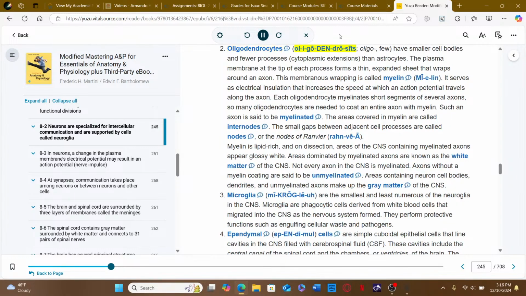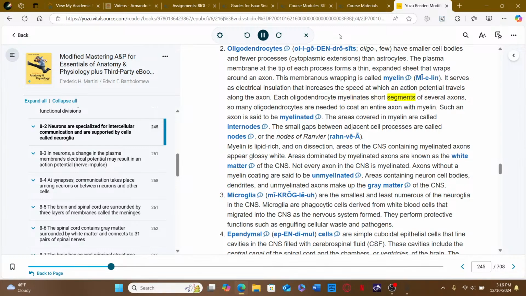Oligodendrocytes have smaller cell bodies and fewer processes, or cytoplasmic extensions, than astrocytes. The plasma membrane at the tip of each process forms a thin, expanded sheet that wraps around an axon. This membranous wrapping is called myelin. It serves as electrical insulation that increases the speed at which an action potential travels along the axon.